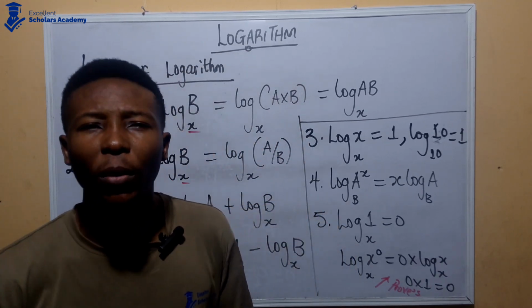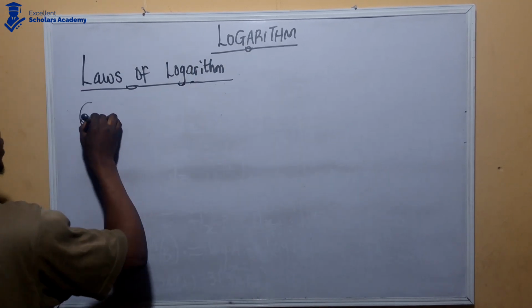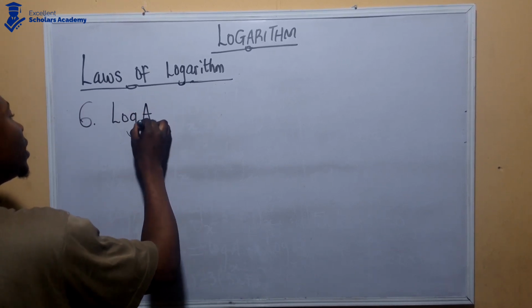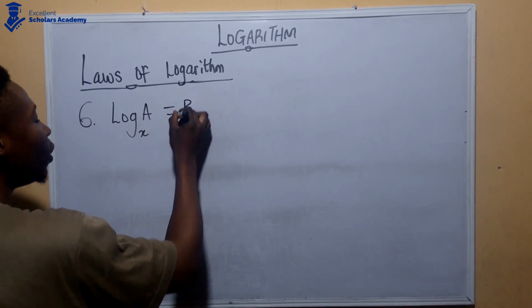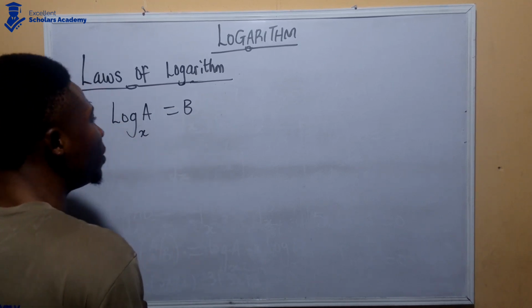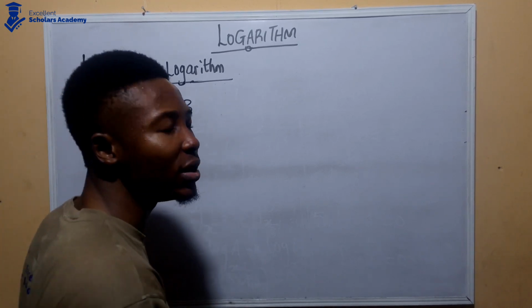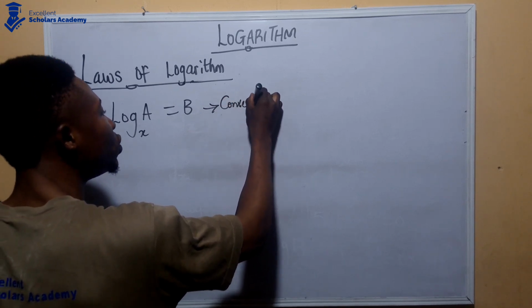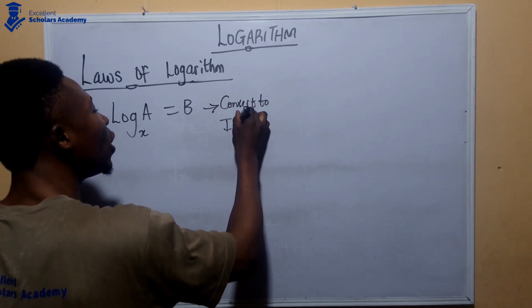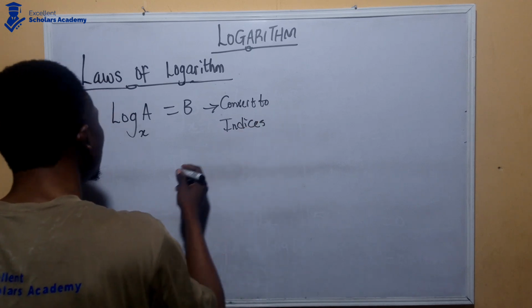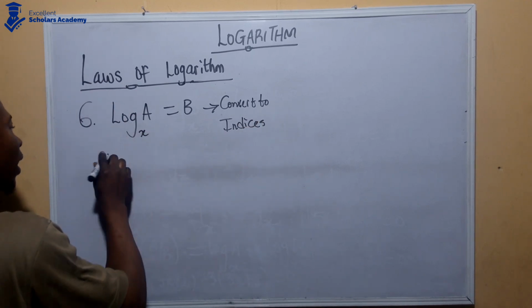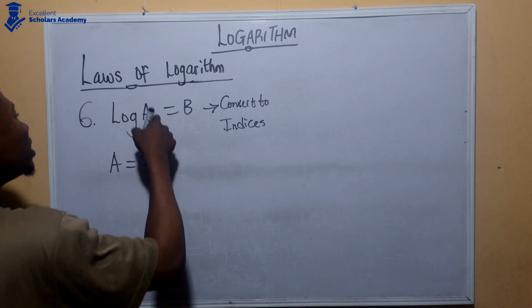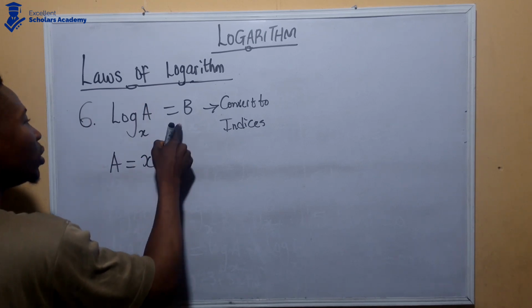Let's go ahead and look at more laws of logarithm. We have a law that says that if you have log a base x is equal to b, you can convert this to indices. This law helps you convert logarithm to indices. So how do we do that? a is going to be equal to this base to the power of what this logarithm is equal to, which is b.